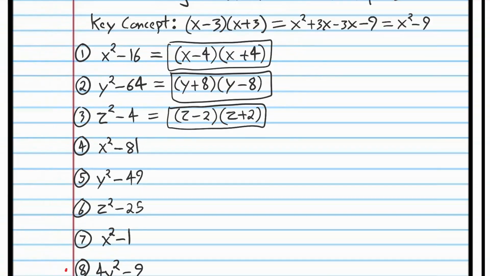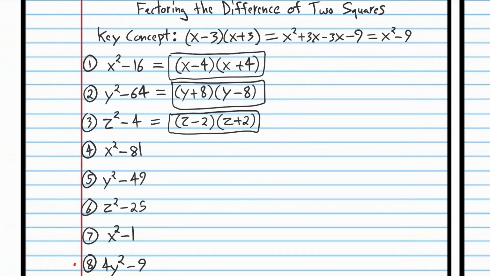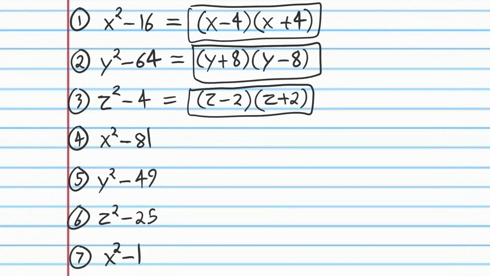So why don't you go ahead, and by the way, to check your work, as usual, you can FOIL these. If you FOIL these, the inner terms will cancel out, just like these inner terms canceled out up here. And you'll get right back to these terms. So that's one way to check your work. So try number 4, and when you come back, we'll do it together.